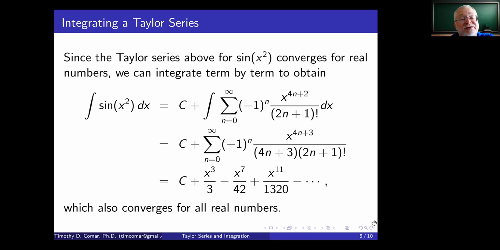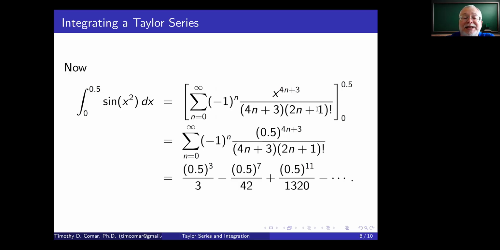And since the Taylor series for sine of x squared converges for all real numbers, we can integrate term by term as we have done here. And this series also converges for all real numbers. Now we have our definite integral for sine of x squared here, written out in its exact form in terms of the Taylor series.